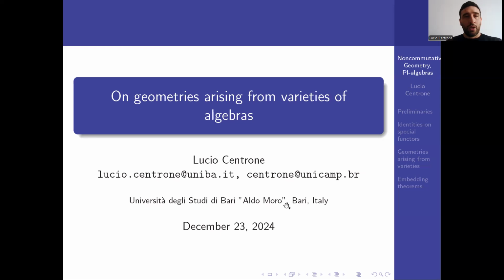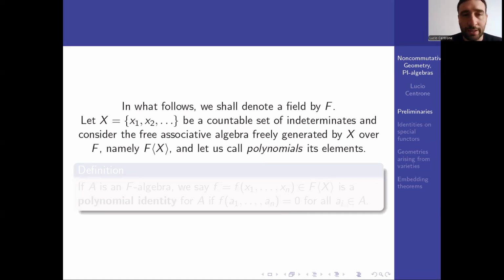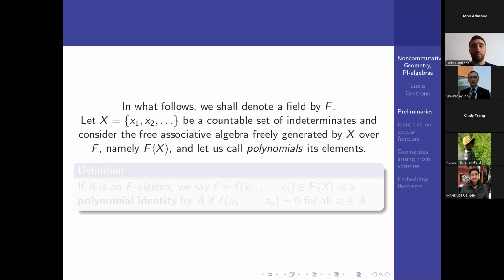So I would like to start a bit with this definition. We have a field, and we shall denote it by F, and we have an alphabet, X, which is a countable set of indeterminates. And we consider the so-called free associative algebra freely generated by X over F. And we shall call polynomials its elements. In this case, we simply took a set of letters, and we call words the things that can be formed using such letters. And we call polynomials their linear combinations. This is, of course, a notion that could be adapted in a non-associative case.